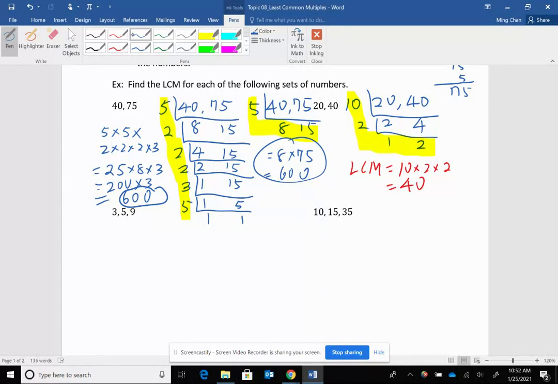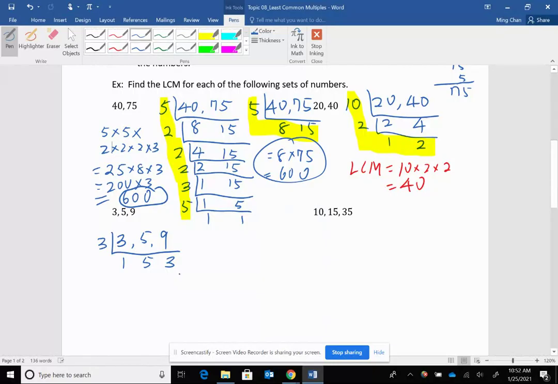Any 2 numbers, trying to find a number on the outside can go into any 2 of them. So right now, between 3, 5, and 9, there's no number that can go into all 3 of them. So let's do 2 at a time. If I go 2 at a time, I can do 3 and 9. 3 goes into 3 one time, 3 goes into 9 3 times. 3 cannot go into 5, so we copy it down.